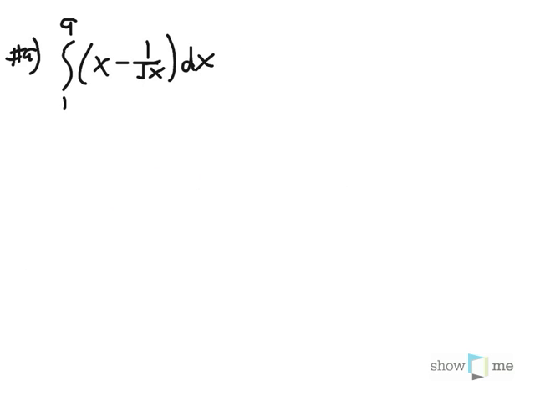Number 9 here, I would rewrite this. So we're integrating from 1 to 9. And we have the integral of x minus x to the negative 1/2. The negative comes from reciprocating the fraction, and then the 1/2 comes from the fact that it was the square root. This is called a definite integral. It's a definite integral because we have an upper and lower limit, the 1 and the 9.